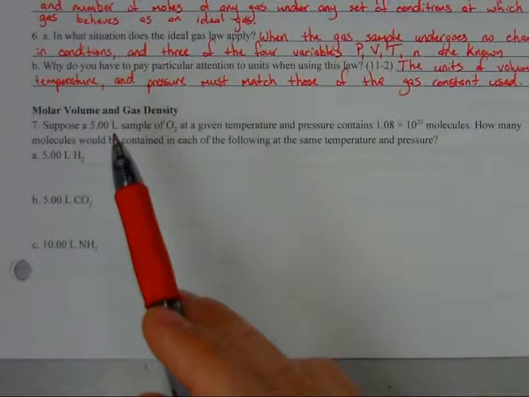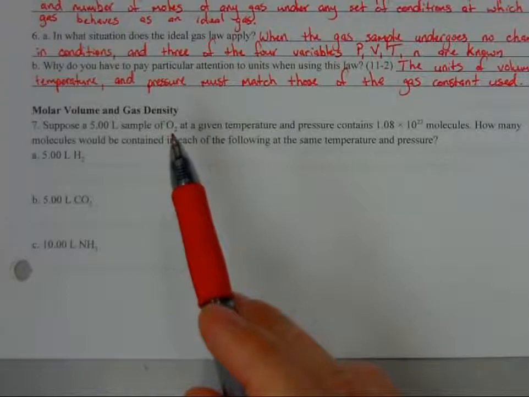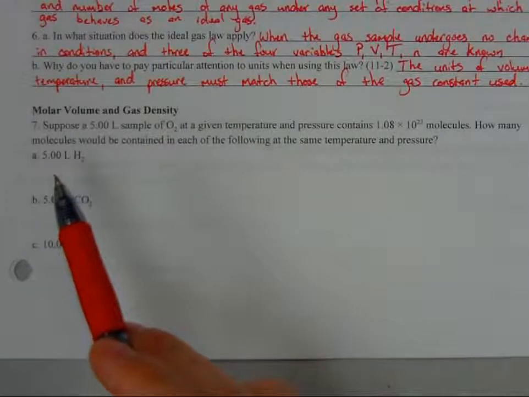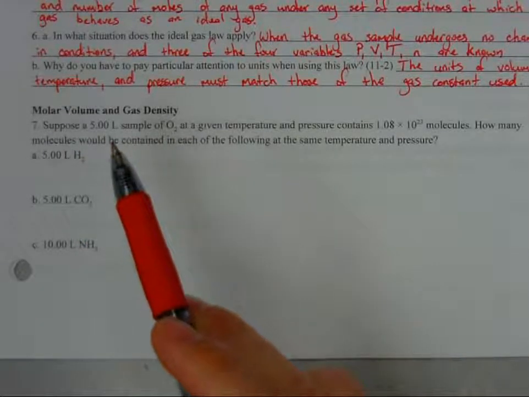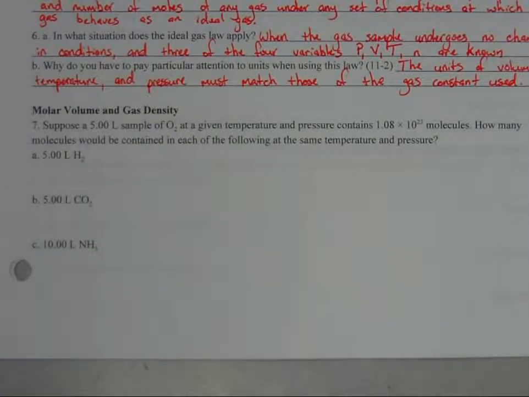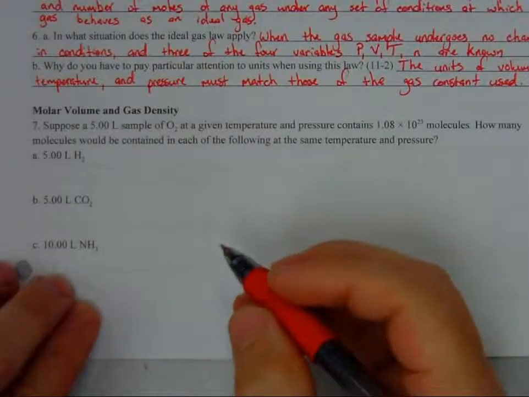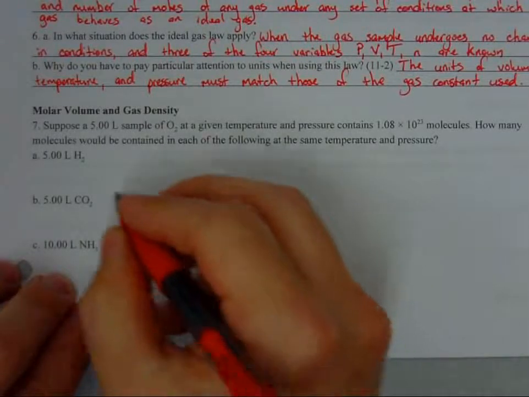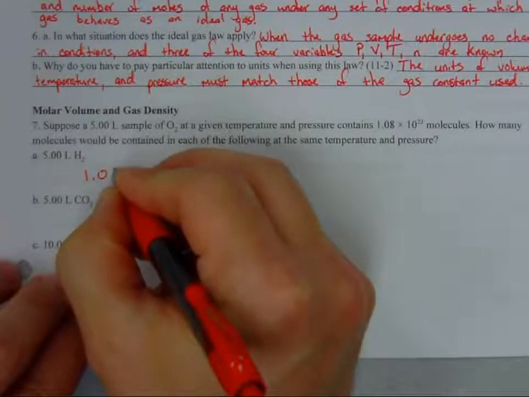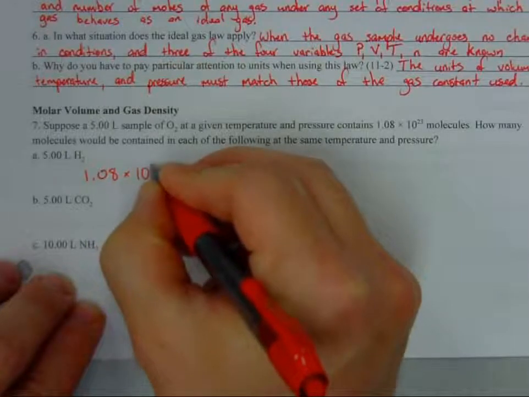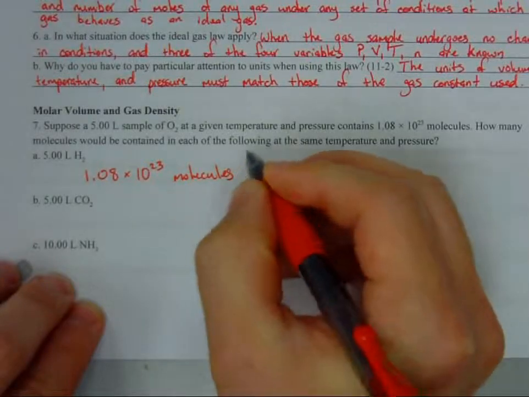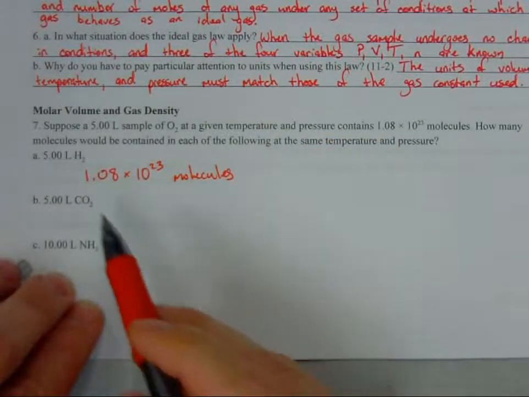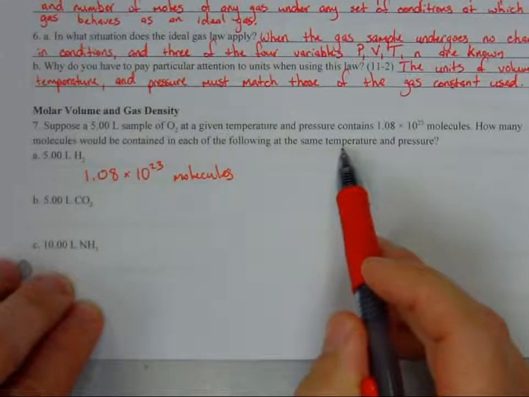So this is 5 liters of a gas. It's O2, but that actually doesn't matter. A is 5 liters of H2. It doesn't matter the species of the gas. Equal volumes of different gases at the same temperature and pressure contain equal number of molecules. So I do not have to do a calculation here. It is 1.08 times 10 to the 23rd molecules, because equal volumes at the same temperature and pressure.